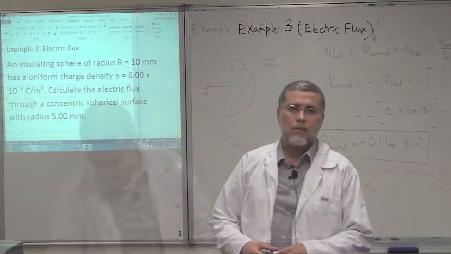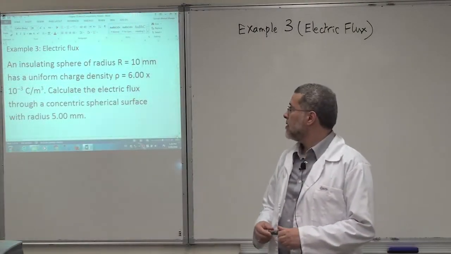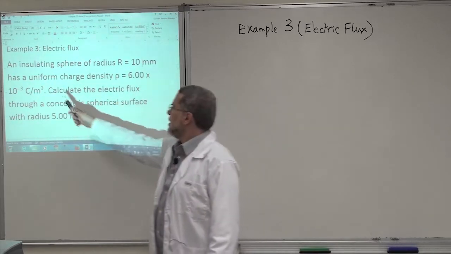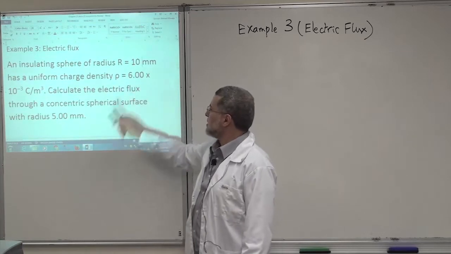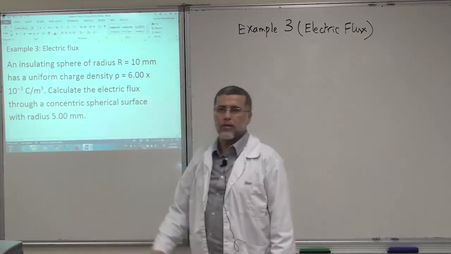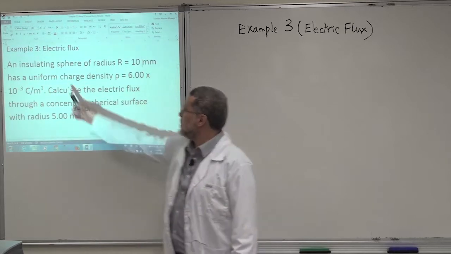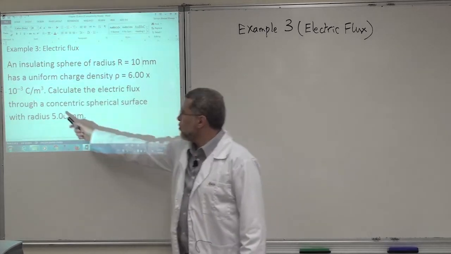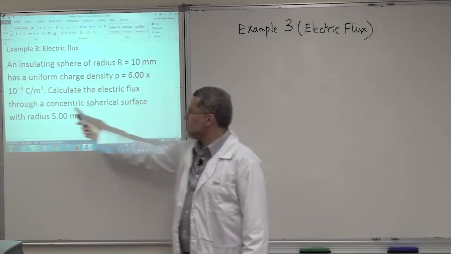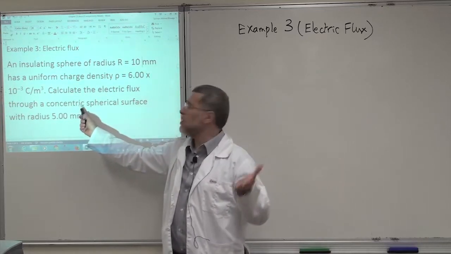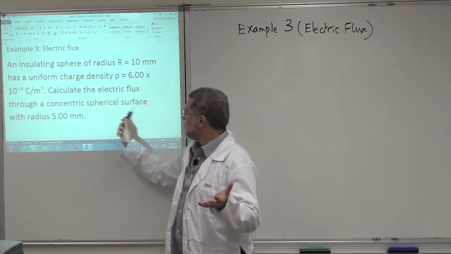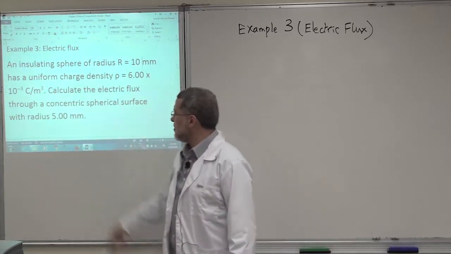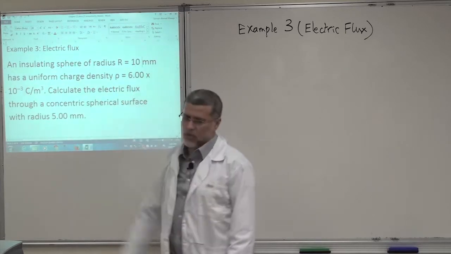Another example related to electric flux. It says an insulating sphere of radius 10 millimeter has a uniform charge density rho of 6 times 10 to the power minus 3 coulomb per meter cubed. As you can see here, it's rho because we are talking about an insulating sphere, and it is a three-dimensional problem, okay? Calculate the electric flux through a concentric spherical surface. Concentric means they have the same center. The sphere and this spherical surface have the same center. Concentric spherical surface of radius 5 millimeter. You notice that this radius is less than the radius of the sphere.